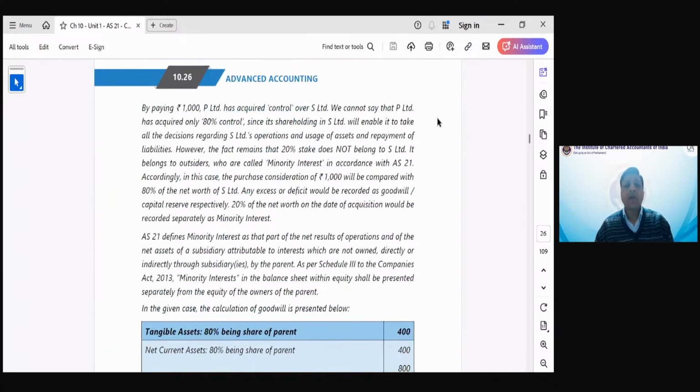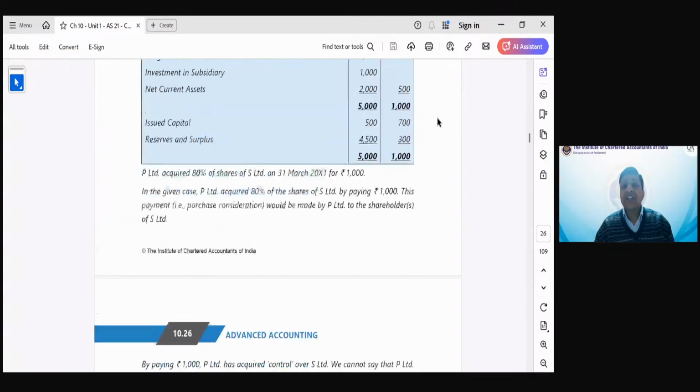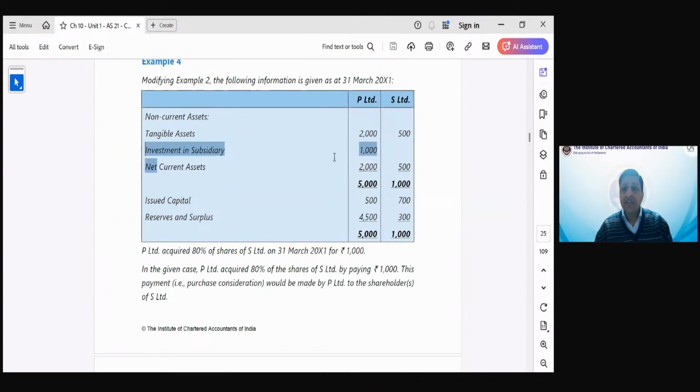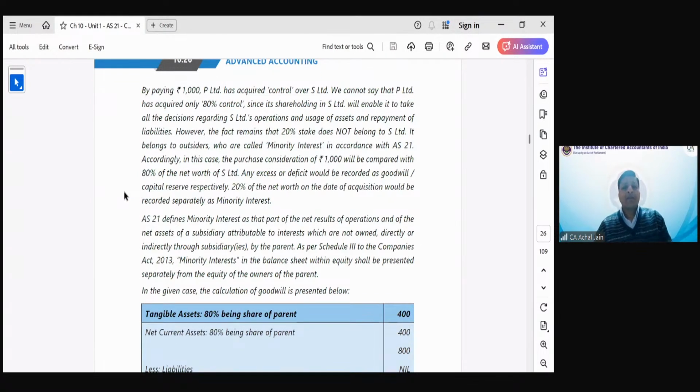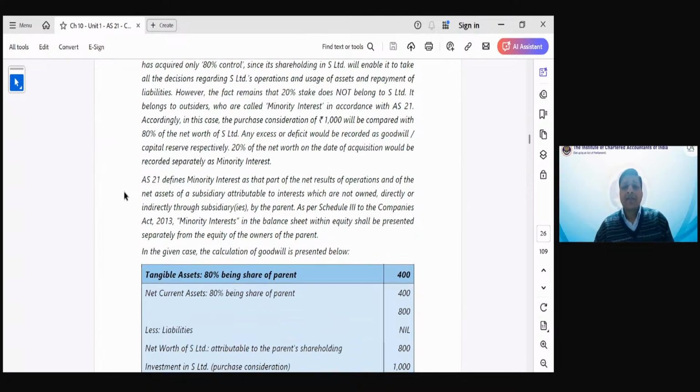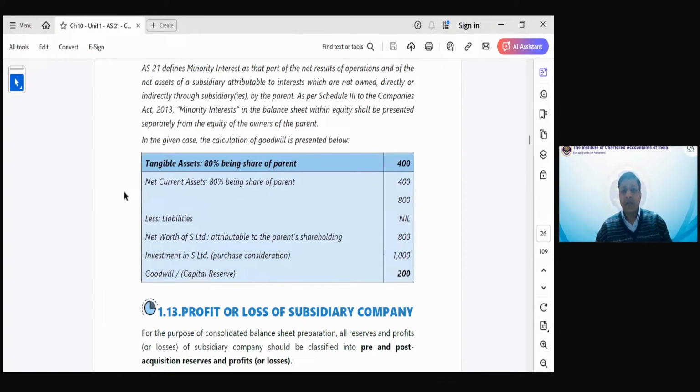Now, in the given example, purchase consideration is what? 1000. Purchase consideration is 1000. And the net assets of S Limited, what is that amount? That is again 1000. 700 plus 300. Okay. Now, in this case, if one has to look at the minority interest, what do you do? You will pick up the proportionate share of net assets. So what is going to be the amount of minority interest? Tell me. 200. So how do you compute that? Very simple. 1000 into 20%.